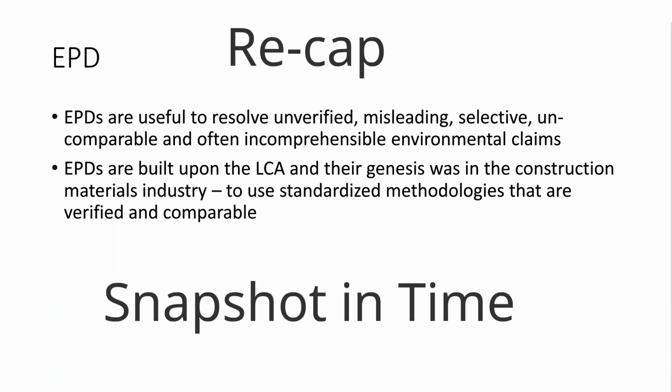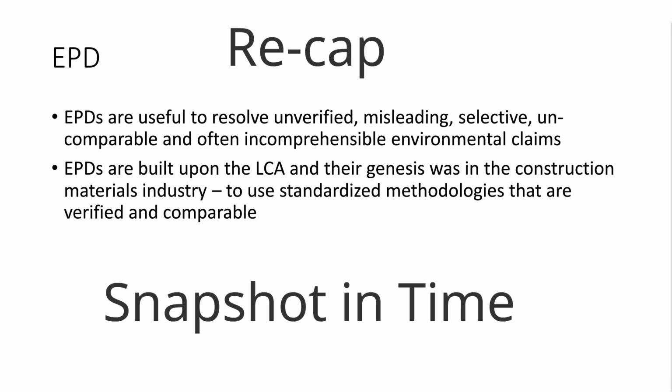And so I'm going to recap a little bit, and then we're going to open it up for some questions. So just to go back, environmental product declarations are useful to resolve unverified, misleading, selective, uncomparable, and sometimes even incomprehensible environmental claims. I know I saw a granola bar on a flight the other day, and I believe there were 7 or 8 different environmental, nutritional claims, etc., that were on the wrapper, and as a consumer myself, I was confused as to which claim represents a true claim and which ones are unverified, unaudited, or so forth.